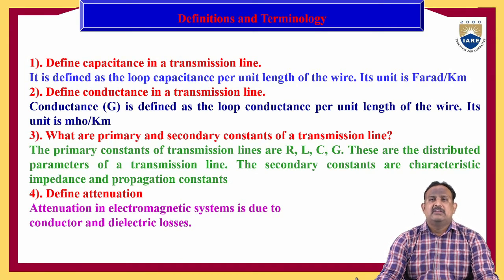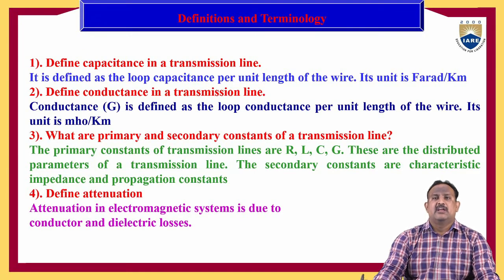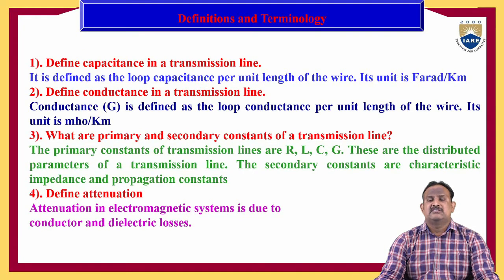What are the primary and secondary constants of a transmission line? The primary constants of a transmission line are R, L, C, G: resistance, inductance, capacitance, conductance. These are also known as the distributed parameters, and they are distributed throughout the transmission line.